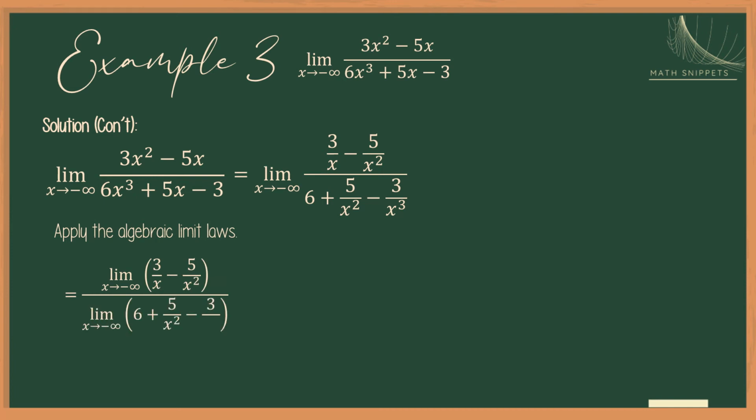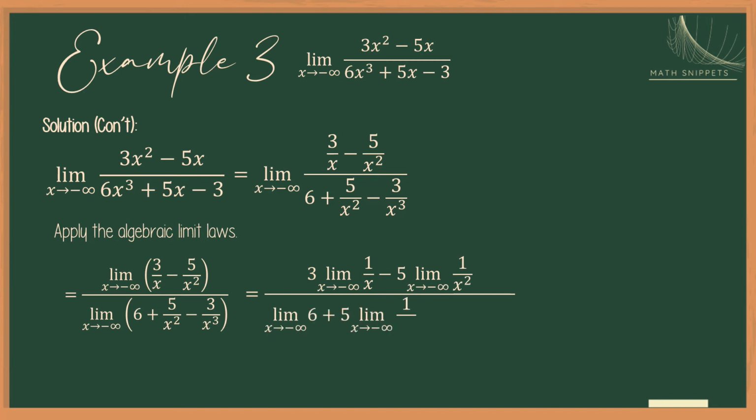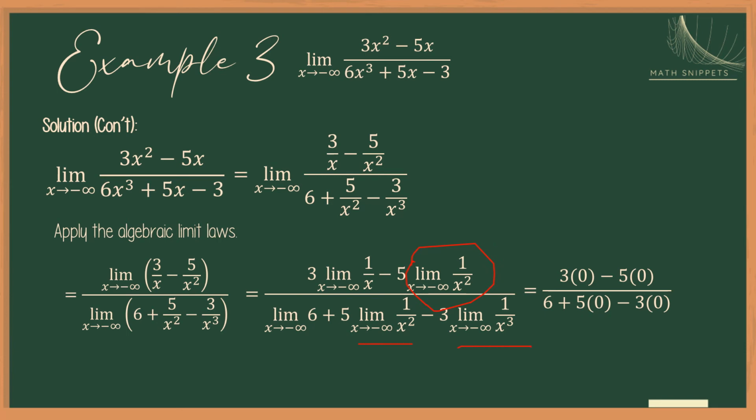So this is what we had in the previous slide, and then we apply the algebraic limit laws. So you just distribute the limits, and now this is pretty obvious. You get the limit as x approaches negative infinity of 1 over x raised to n, which is just 0. So this gives us 3 times 0 minus 5 times 0. Limit of 6 is 6, plus 5 times this is 0, minus 3 times the limit of this is 0.